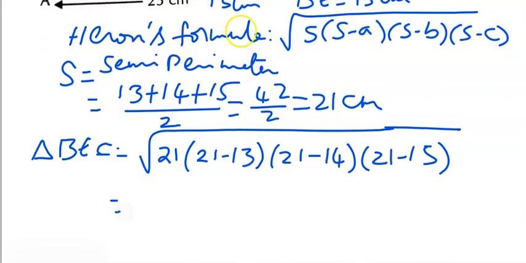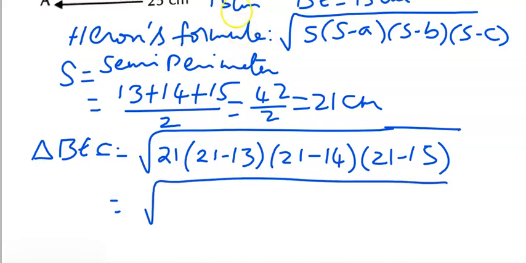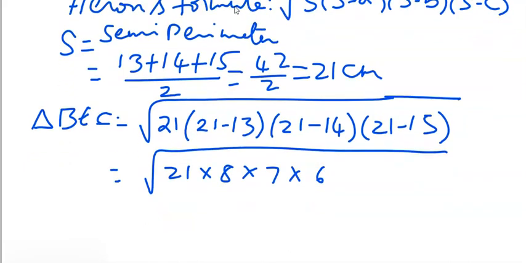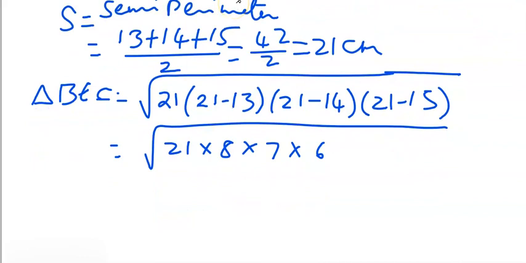Now coming to the area, it is equal to the square root of 21 into 21 minus 13, which is 8, into 7, into 6. Now let us find the square root of this.